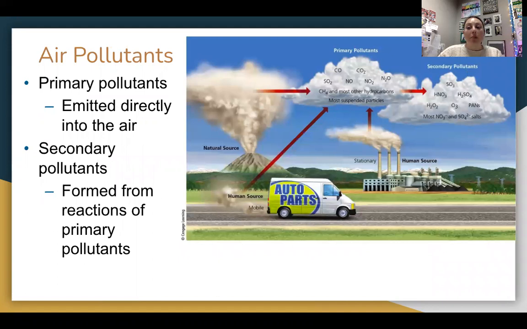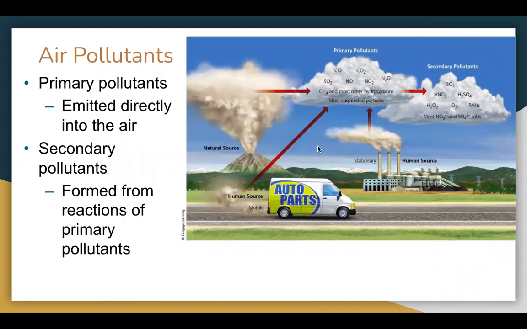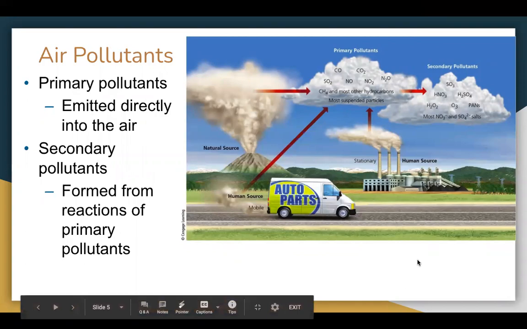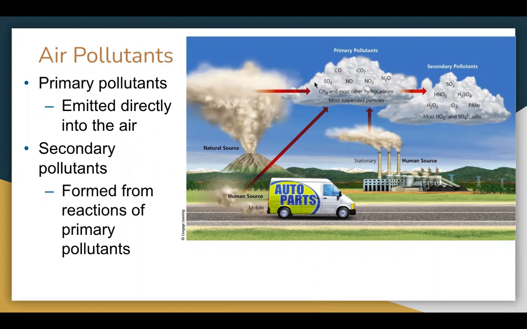So remember that primary pollutants are things that are emitted directly into the atmosphere. Examples include carbon monoxide from generators or cars, carbon dioxide from cars, SO2, which comes from the burning of coal, NO, NO2, and N2O, which come from cars. Methane is going to come from volcanoes and fracking. And then suspended particles from things like mining. So the big ones that we need to know are the NOx's, which come from cars. CO2 comes from the burning of fossil fuels. SO2 comes specifically from coal.